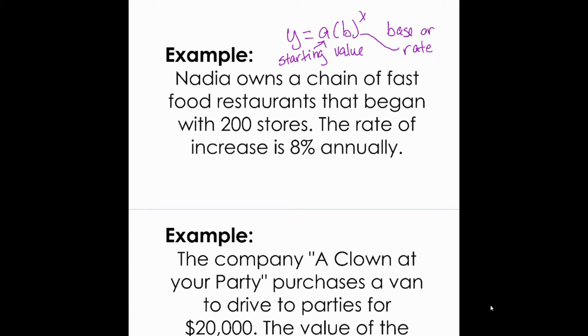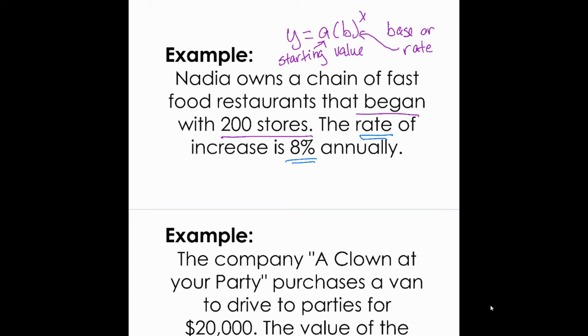Remember when we were on Friday, we were doing the activity, we were identifying a and b. We're still doing the same thing, but now we're going to do it from a word problem. Okay, so here's an example. Nadia owns a chain of fast food restaurants that began with 200 stores. So you see right here, they're telling us she had 200 stores when she began. The rate of increase is 8% annually.